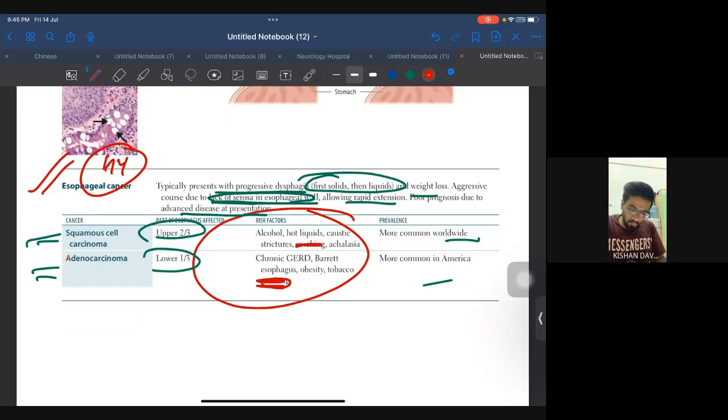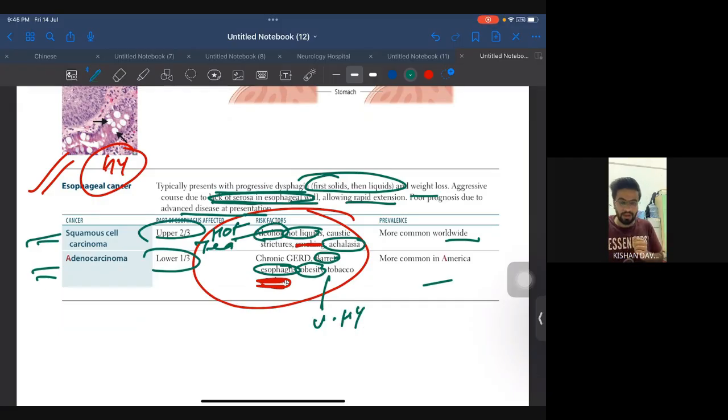One thing that they have asked again and again is obesity and Barrett esophagus for adenocarcinoma. And here they have asked about hot liquids and achalasia. Hot liquid, they will most commonly give you hot tea. If they want to ask about another liquid, it could be alcohol. So these risk factors are very high yield.